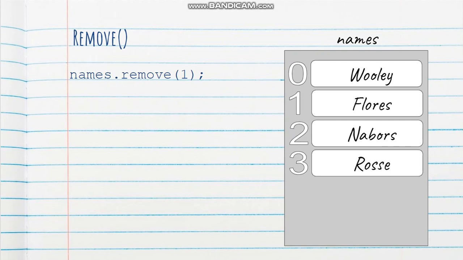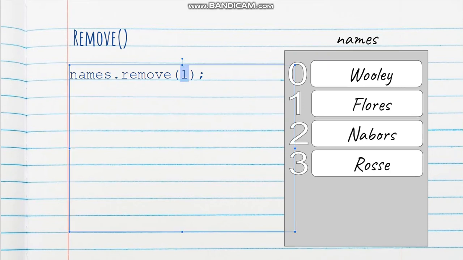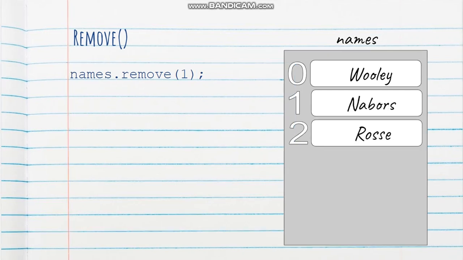And then we've got remove. Remove takes a position. So we look at that position. We delete what was there, and everything gets moved up. It doesn't just delete that thing and leave a blank spot. It deletes that thing and moves everything else up. It doesn't leave a blank spot. It just moves everything up.